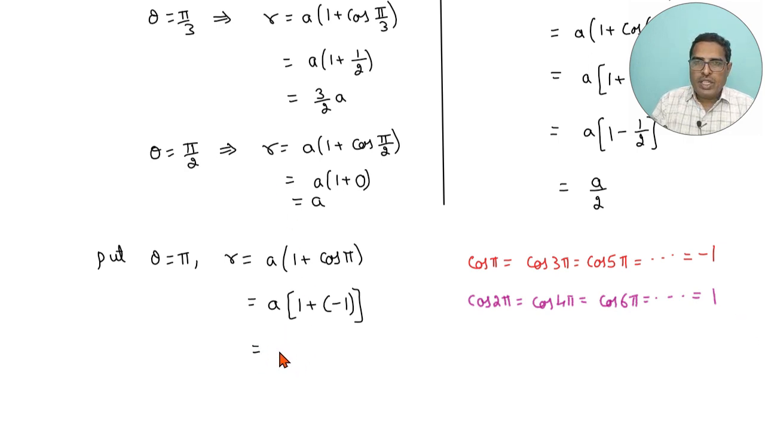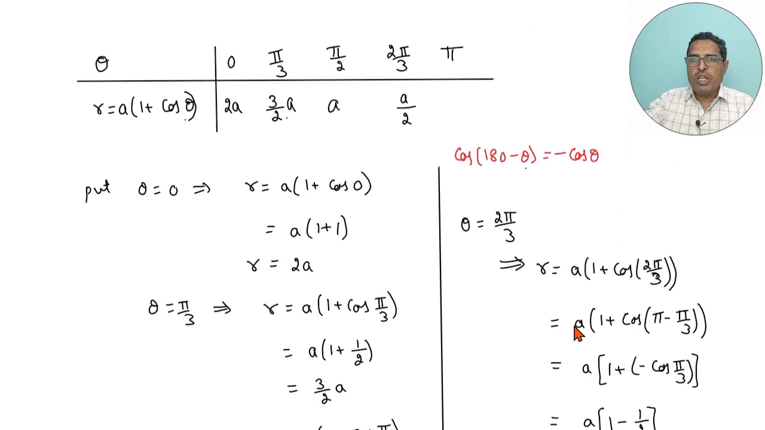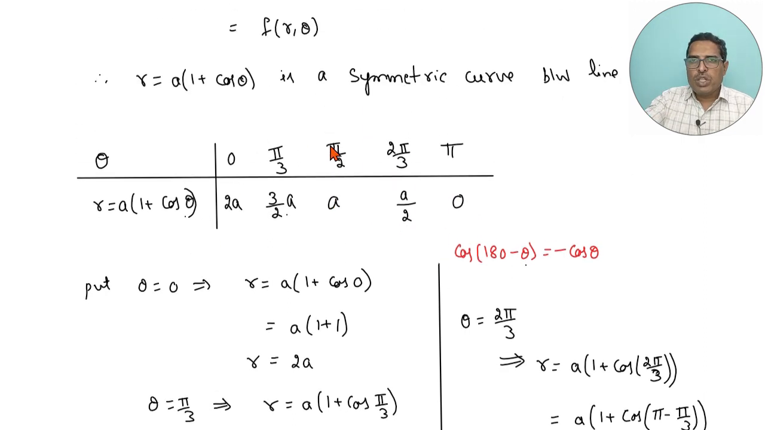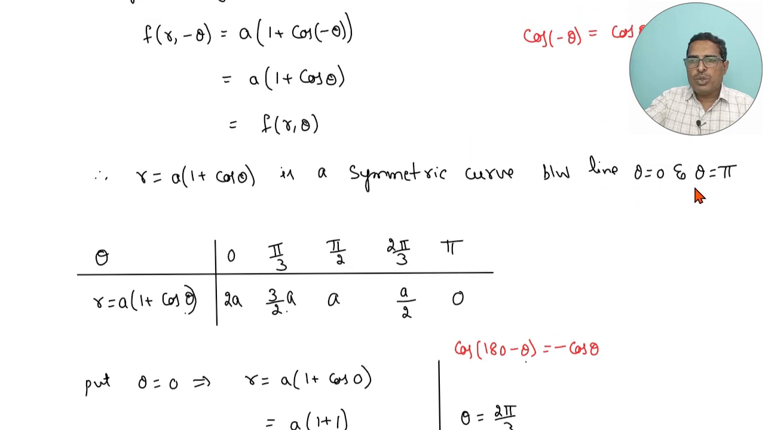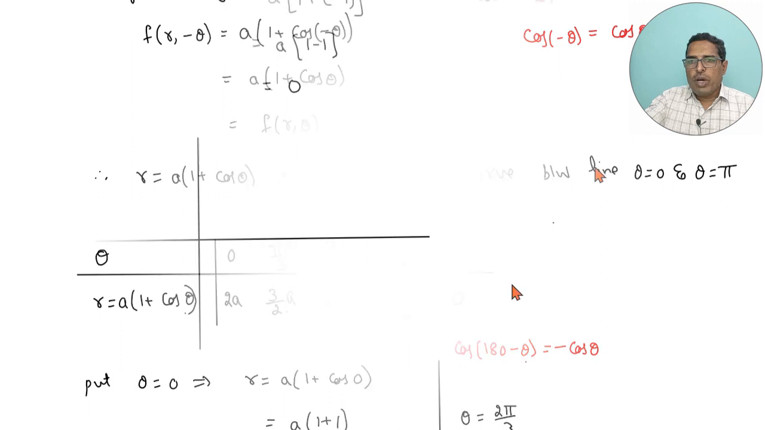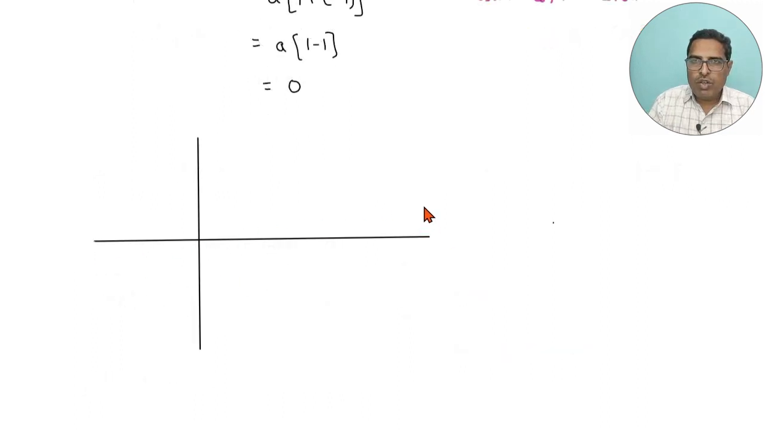Therefore, we get over here a into, this plus into minus will be minus, so this will cancel out, and we get the value to be equals to 0. So the value of r will be 0 when the value of theta is pi. Now, let us try to plot this one, and we have shown that the value of r is symmetric about this initial line theta is equals to 0 to pi. Now, this is the initial line that we have. Here we take the value of theta to be 0, and as we move here, the value of theta will be equals to pi.